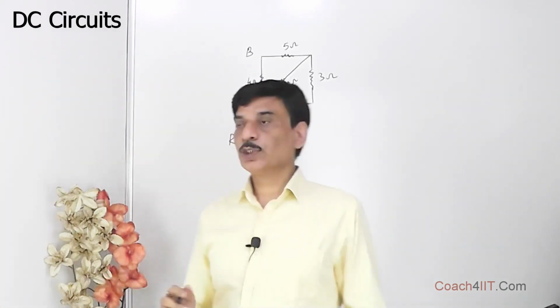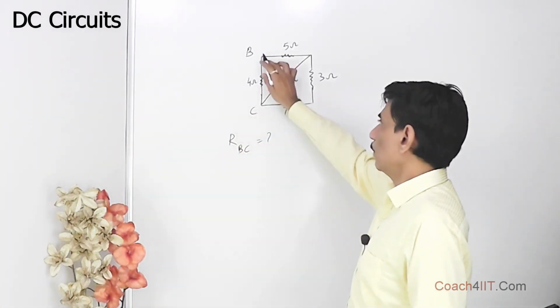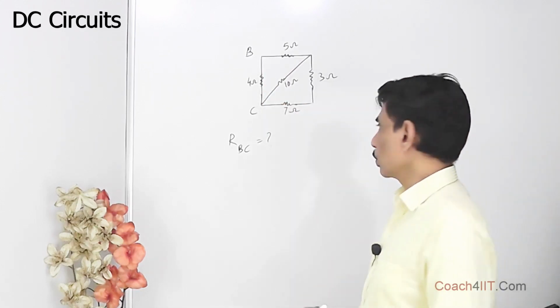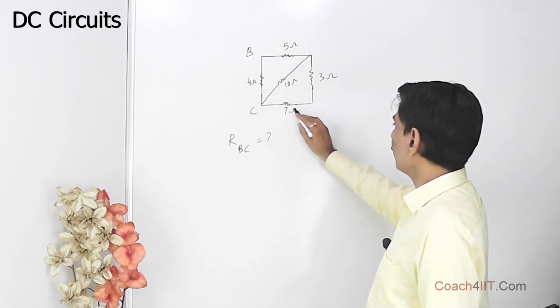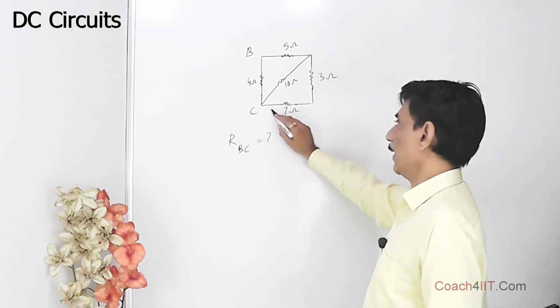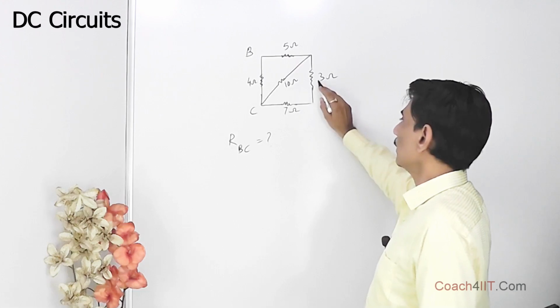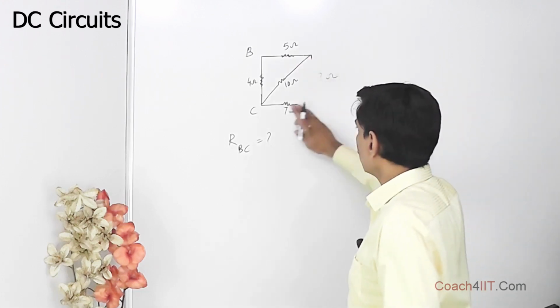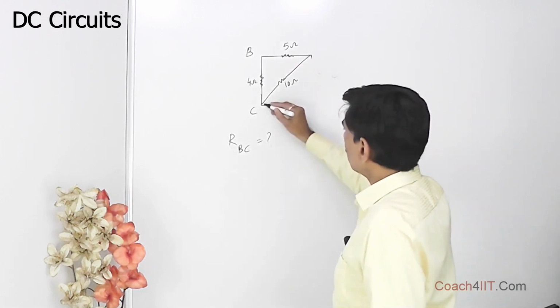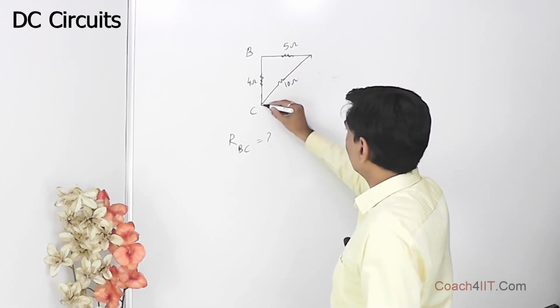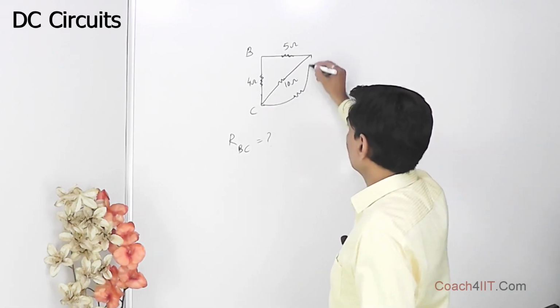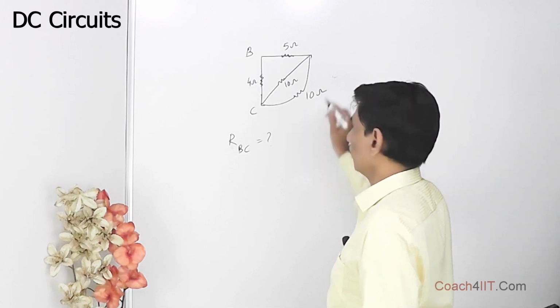Now let's say in this we have to find the equivalent resistance between B and C. Over here we see that this 7 ohm and 3 ohm are joined end to end. So these two resistors are in series. 7 plus 3 makes 10. So we can remove this, and between this end and this end, we can add one more resistor, 7 plus 3, which is equal to 10 ohm.